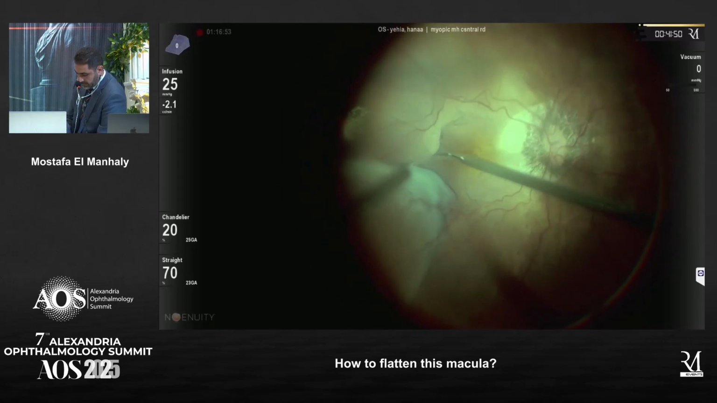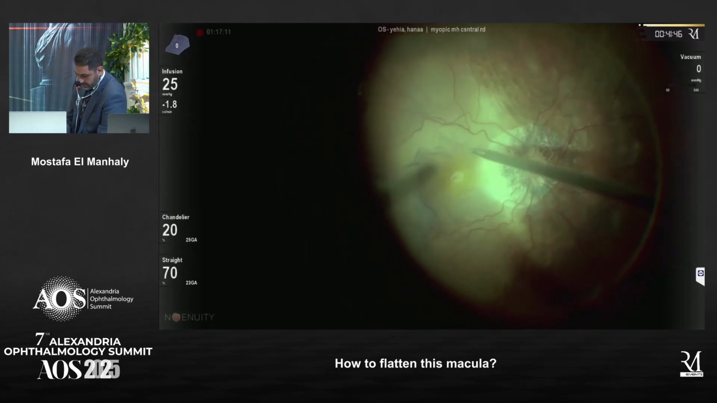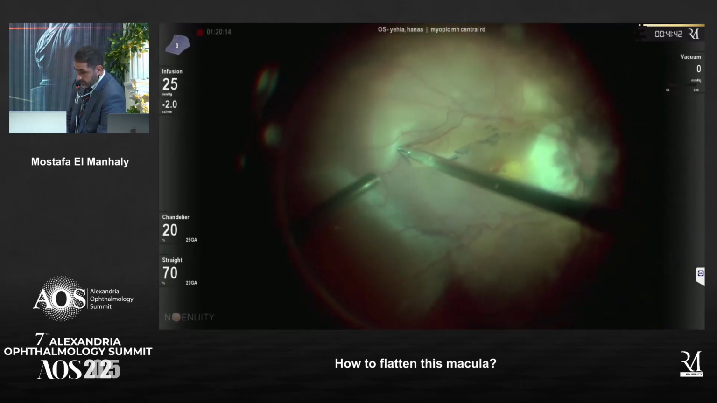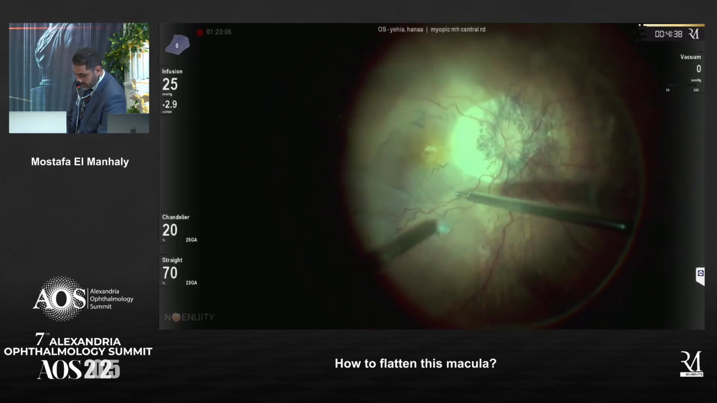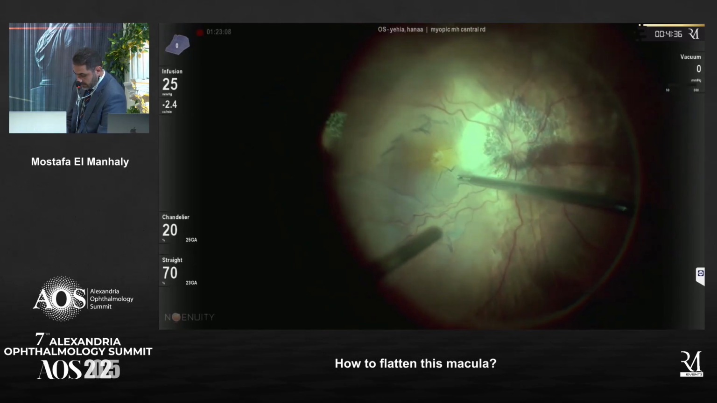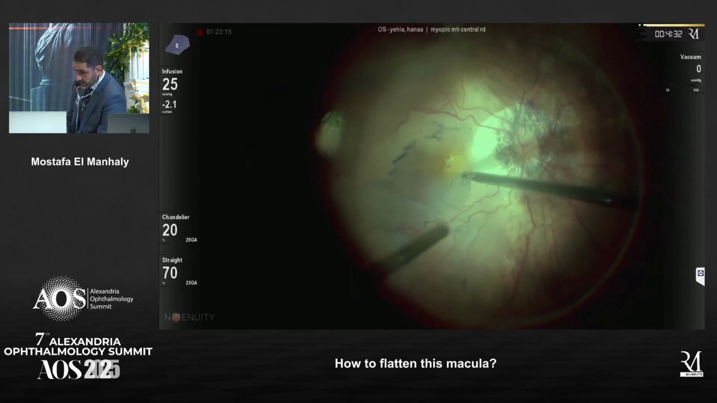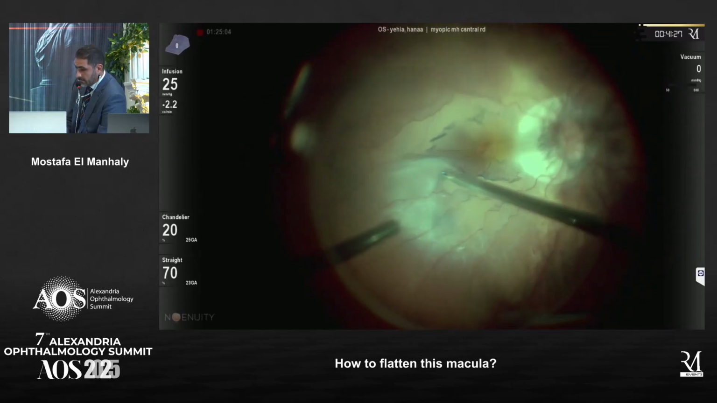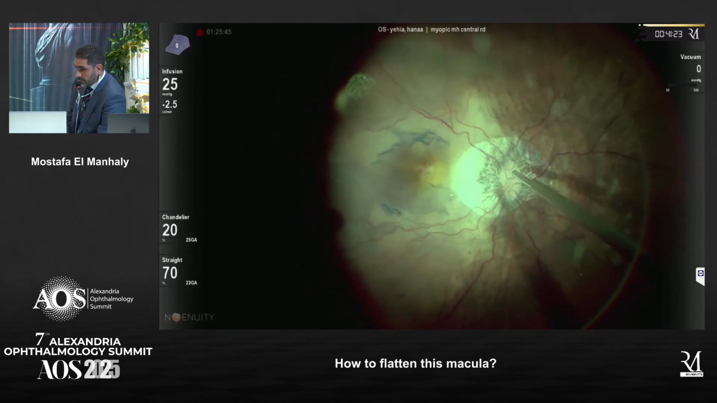And I start usually just central to the inferior arcade, and then move the flaps toward the macular hole, exerting no traction over the macular hole. The idea is not to lose the contrast, because as you see, the posterior pole is white in color, and if you flatten the retina, you will lose the contrast even with the use of the blue dye.